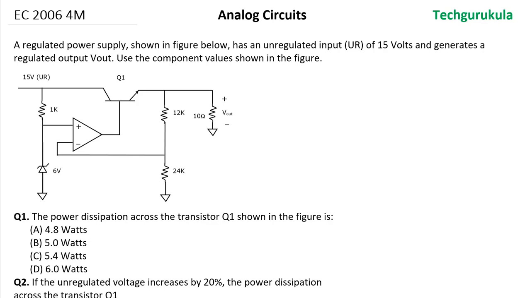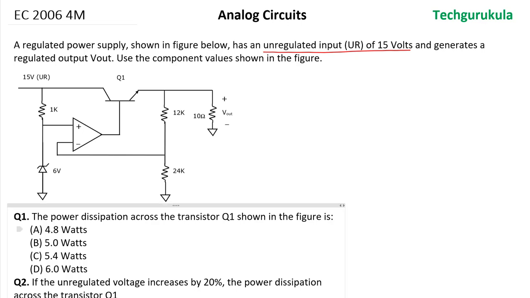This is a common data question which is given for 4 marks, which consists of 2 sub-questions, each carrying 2 marks. It came in 2006 for EC Gate. The question is, a regulated power supply shown in figure below has an unregulated input of 15 volts and generates a regulated output Vout. Use the component value shown in the figure. The regulator circuit is shown here.